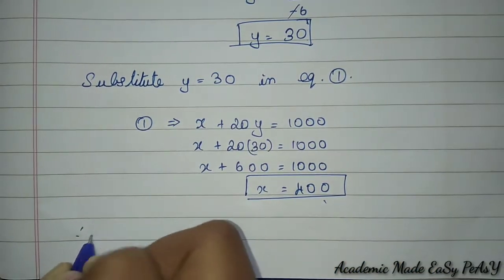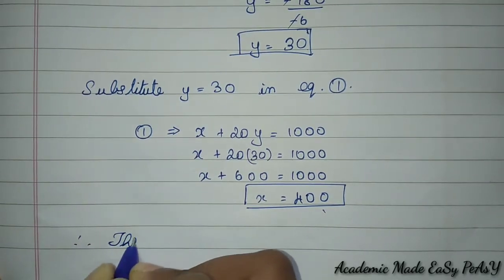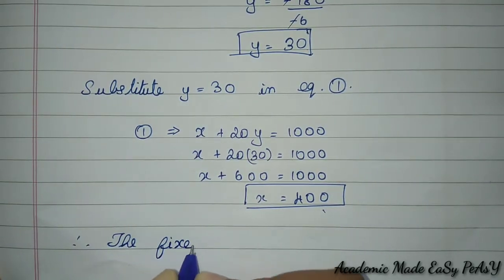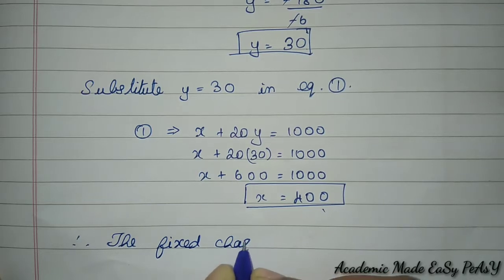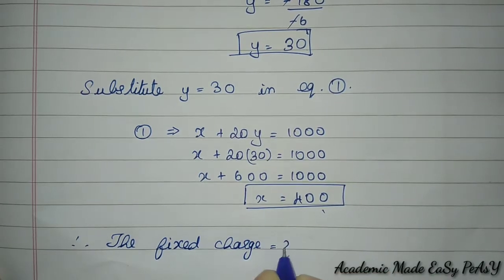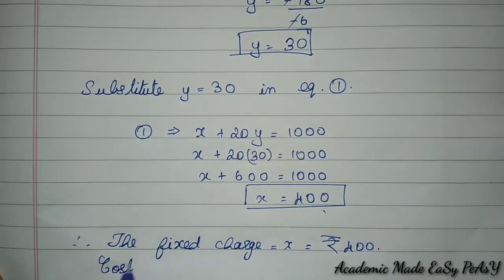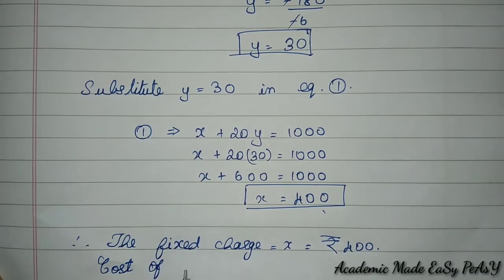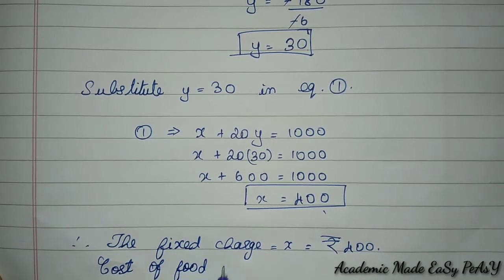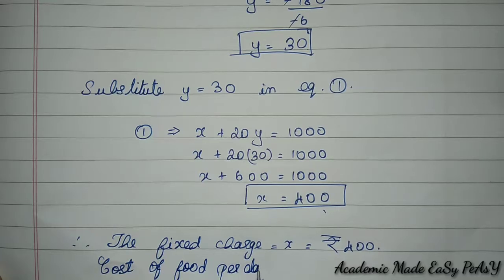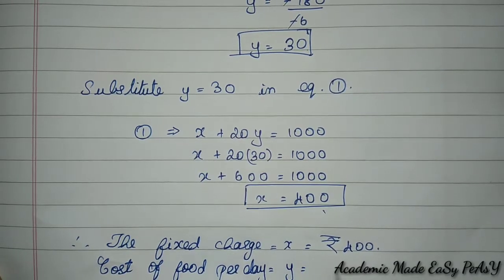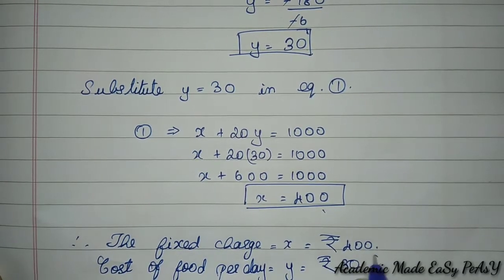So therefore I will conclude that the fixed charge equal to x is equal to rupees 400, and the cost of food per day is equal to y is equal to rupees 30. That's it.